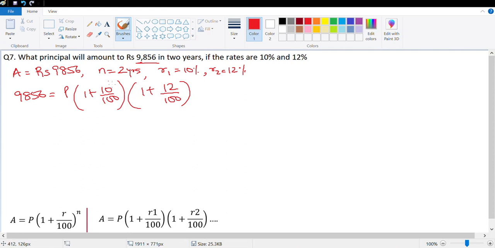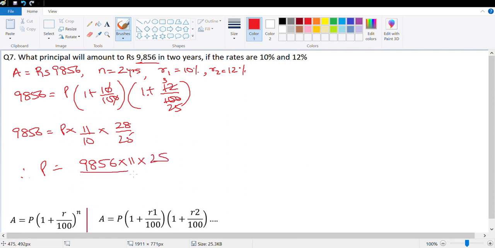Let's simplify. This is 4 into 3, 4 into 25. So 9856 is equal to p times 11 upon 10 multiplied with 25 into 1, 25 plus 3, 28 upon 25. Therefore, p will be equal to 9856 into 10 into 25 upon 11 into 28, right? When I cross multiply, I will multiply these here. So 9856 into 10 into 25 divided by 11 into 28.